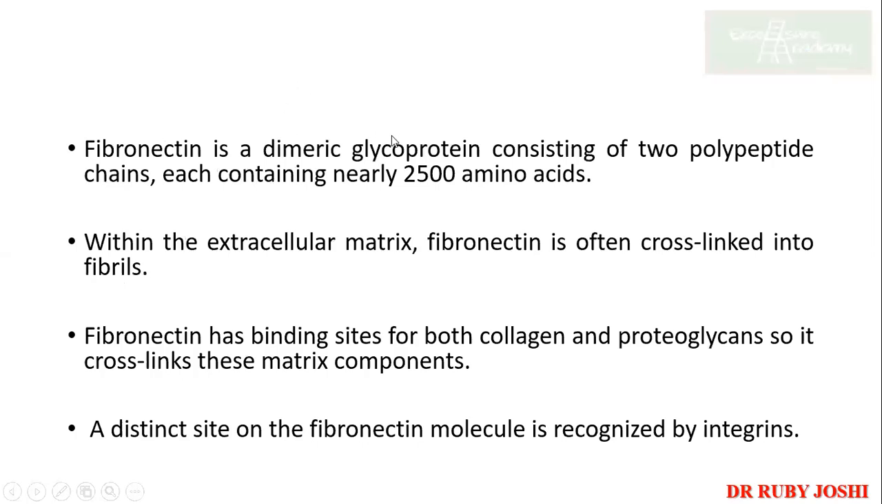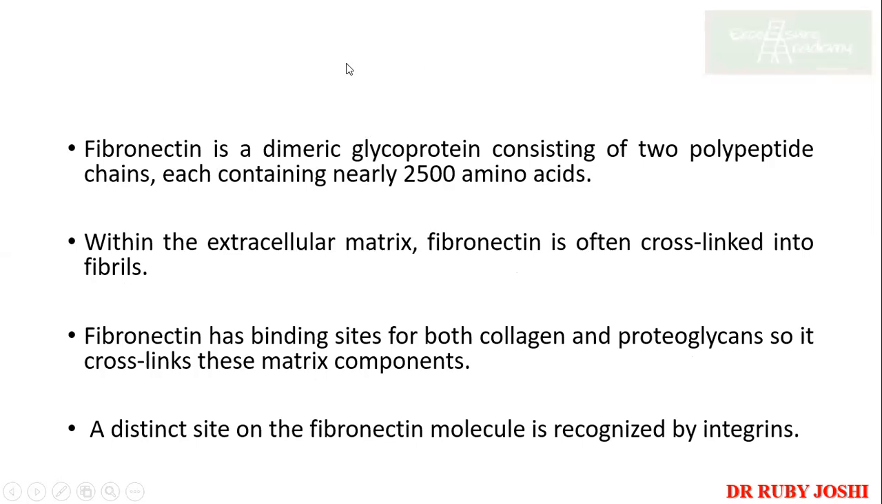It's a dimeric glycoprotein which consists of two polypeptide chains, and each consists of around 2500 amino acids. Within the extracellular matrix, fibronectin is often cross-linked into fibrils. Now, fibronectin has binding sites for both collagen as well as proteoglycan. So it cross-links these matrix components.